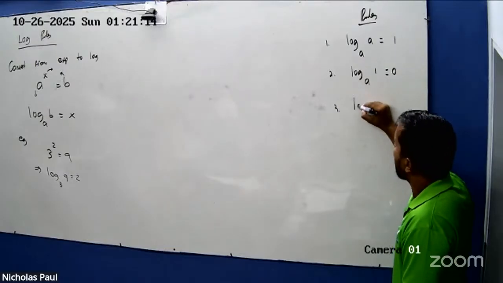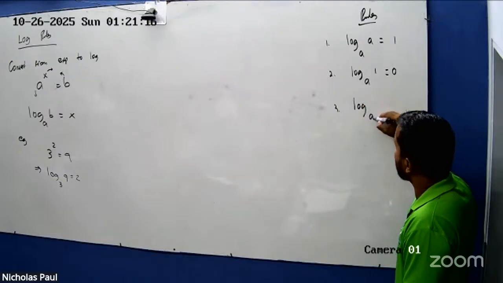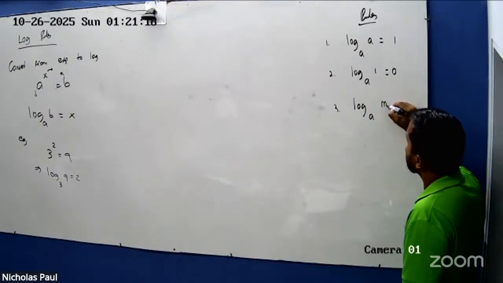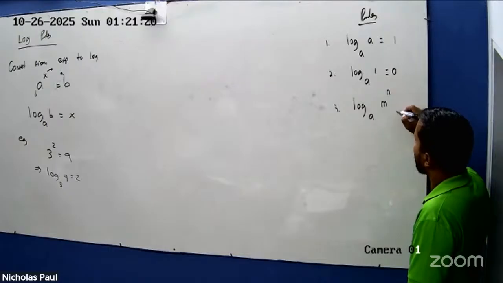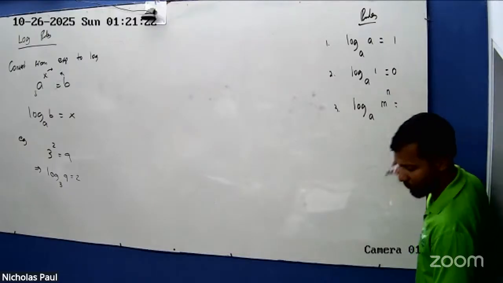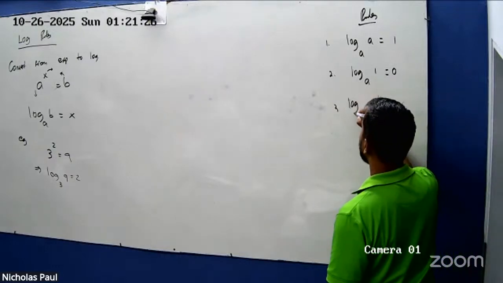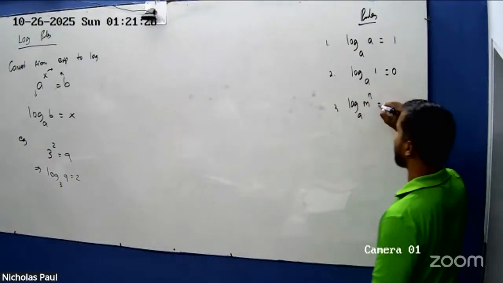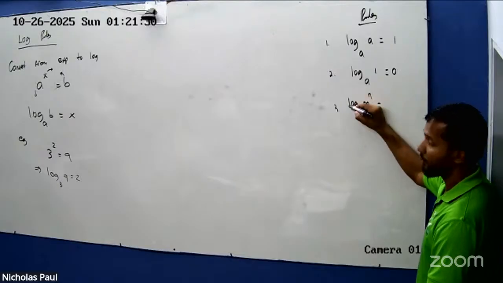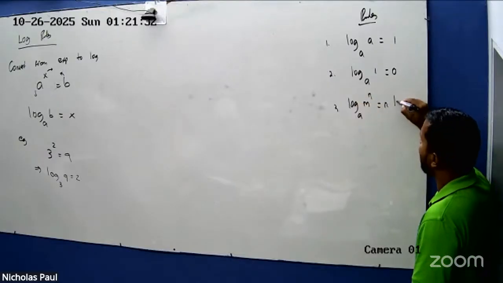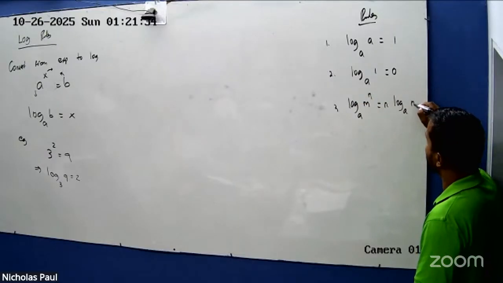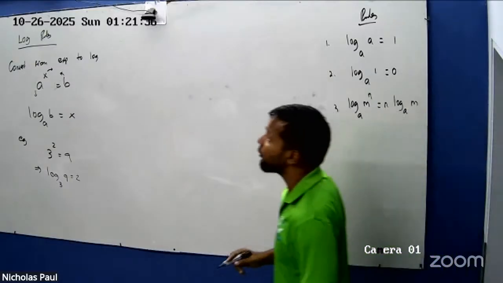Next, what about log to the base a of m to the power n? What will that be? Bring the n in front, right? n log to the base a of m. Online, are they okay?